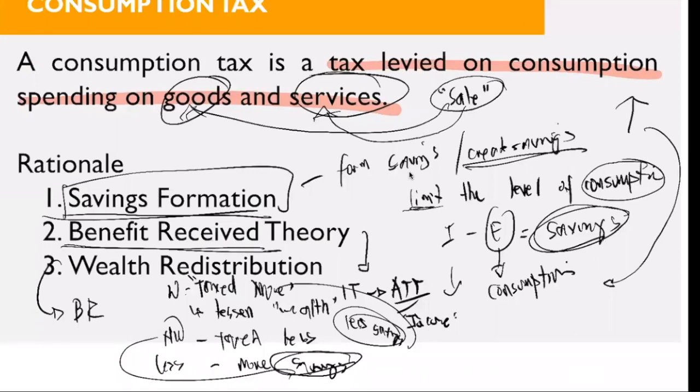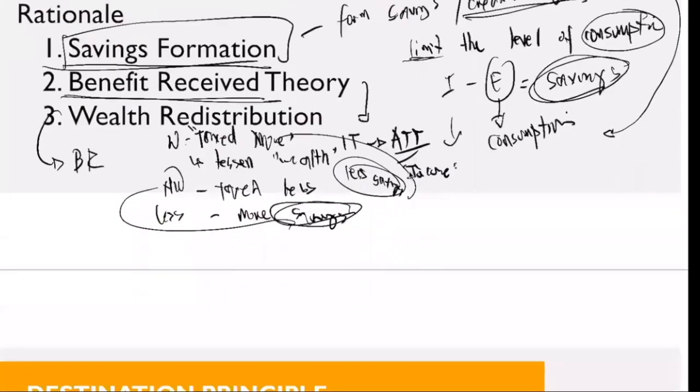Okay, so again, the wealthy are taxed more, having more consumption. Those who have less are taxed less because they have less consumption. Less consumption, more savings. More consumption, less savings. Okay, so that is your consumption tax.